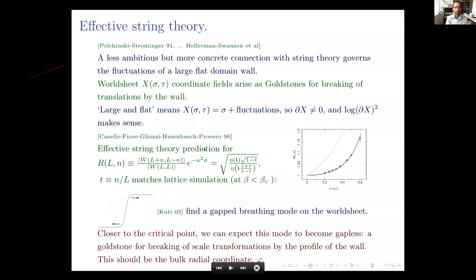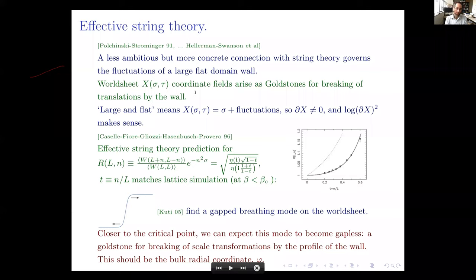Namely, we think about the string theory as expanded around some configuration of a large flat domain wall. That is, we make a big string and ask about its fluctuations. And so this solves the problem of the derivative being well defined because x is extended along some direction, it's proportional to sigma, so the derivative is not zero. In this context, the world sheet coordinate fields, at least the transverse one, arises as a Goldstone for breaking up translations by the wall that we put there.